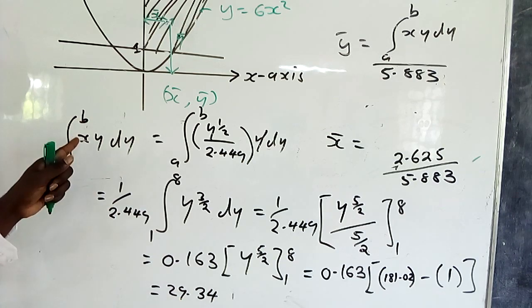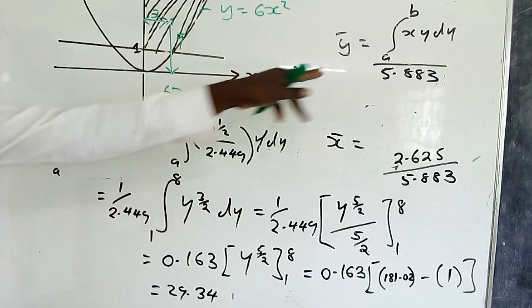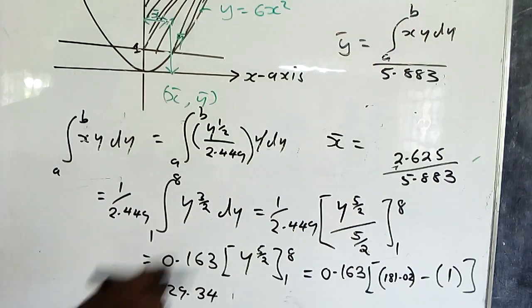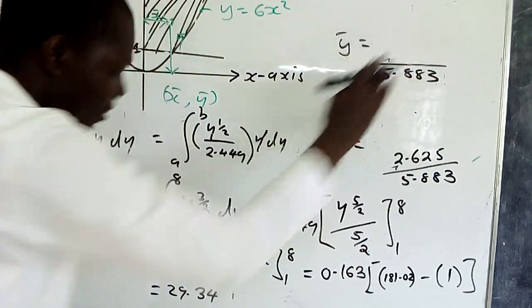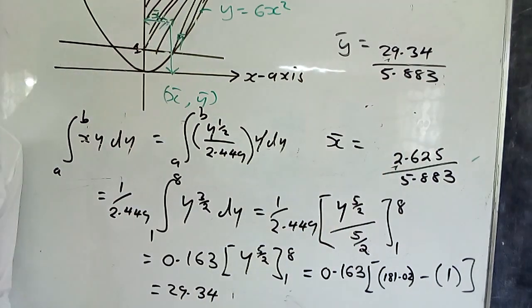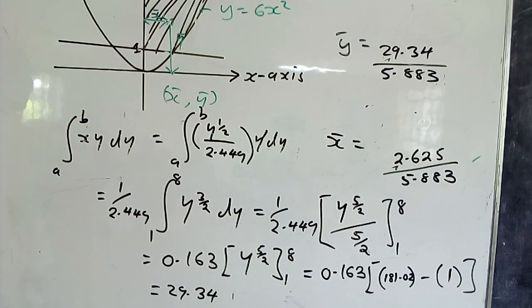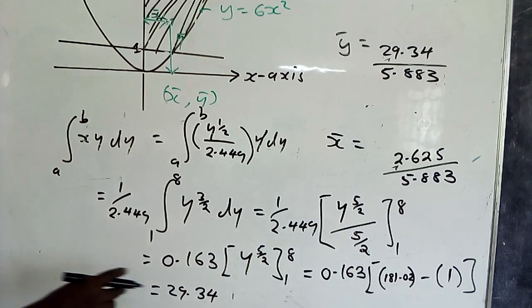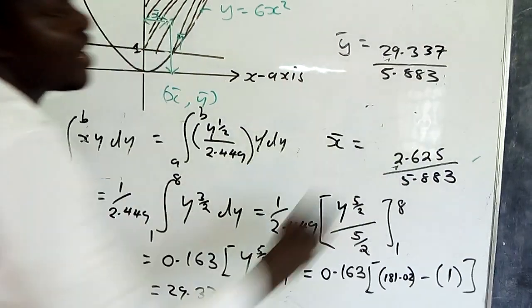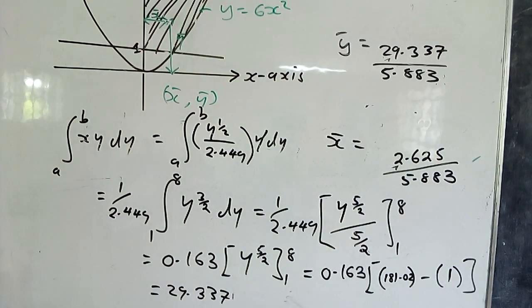So what have we found? We found the integral of x, y, dy. We found the whole of this numerator, isn't it? So the whole of this value, we found it to be 29.343. You do what the examiners say, 3 decimal places. Okay, that is 29.337. Yes. Very good. So that is 29.337, 3 decimal places.